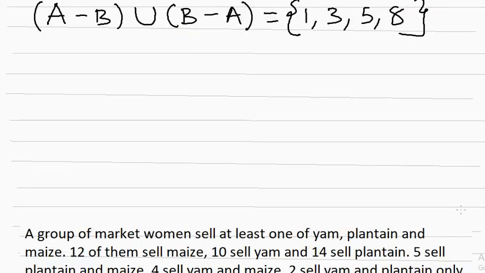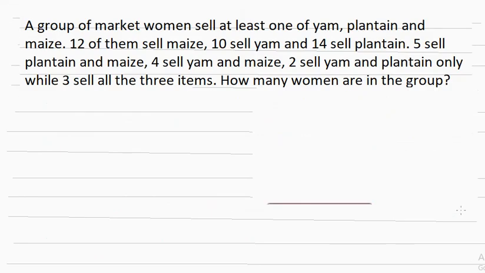Okay, let's proceed. Another word problem. This one goes this way. A group of market women sell at least one of yam, plantain, and maize. So here we are having three subsets. Okay. So now 12 of them sell maize. So we have 12 that sell maize.